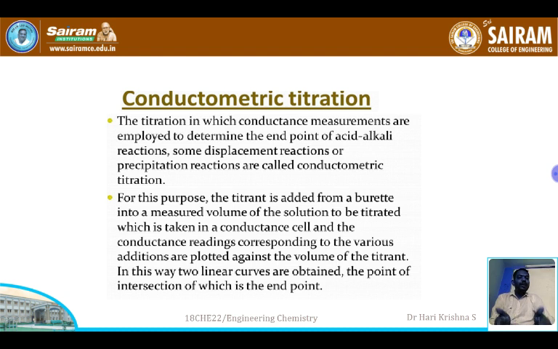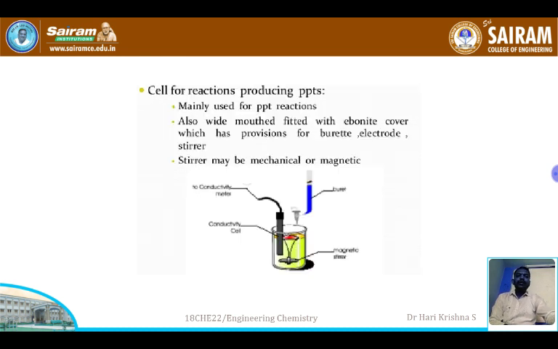So what are the requirements for this conductometric estimation? So what is the conductivity cell? We'll see. You need a burette. You need a sample holder, that is, instead of a conical flask, you're going to use a beaker, in which the sample will be taken. You're going to add a magnetic stirrer, or you can use a blowpipe to blow.